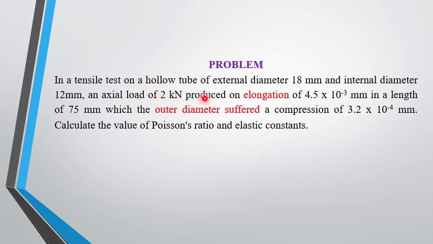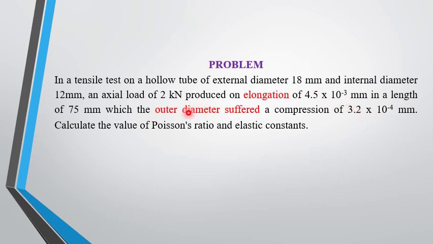So tensile load means length is increased and diameter is reduced. So it produced an axial load of 2 kilonewton. P is equal to 2 kilonewton into 10 to the power 3 is equal to Newton. So produced on elongation, the rod length is increased by 4.5 into 10 to the power minus 3 mm. That's called change in length. So change in diameter, outer diameter suffered a compression of 3.2 into 10 to the power minus 4. That's called change in diameter.